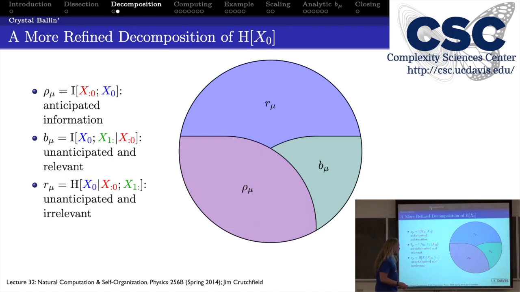Yeah, so most complex processes have a mixture of all three of these. There's some anticipated, some noise, and some relevant temporal structure or stochastic structure going on. And that's what this B mu measures.